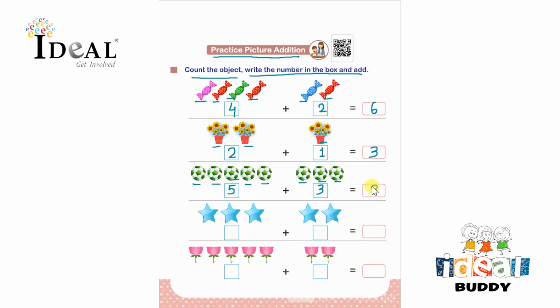So emphasize the child to count the number of objects, the total number of objects to find the sum over here. Then we have 1, 2, 3 stars here. 1, 2, 2 stars here. So 3 plus 2 makes 5 all together. After that 1, 2, 3, 4, 5 lotus. Here we have 1, 2, 2 lotus. So 5 plus 2 makes 7.